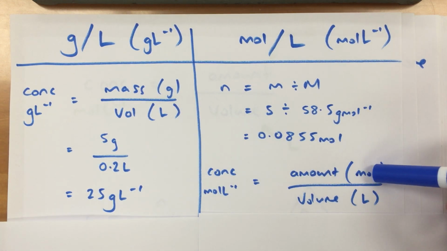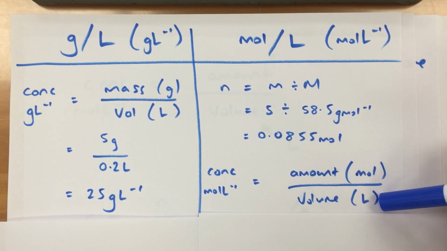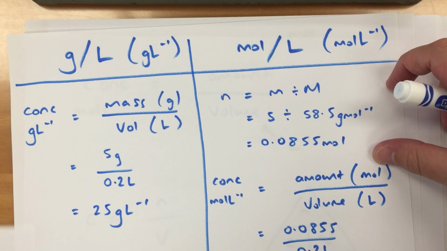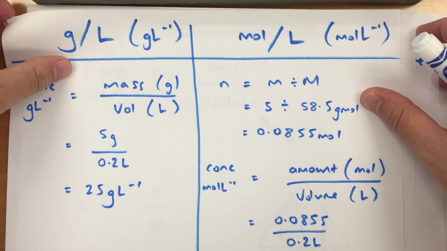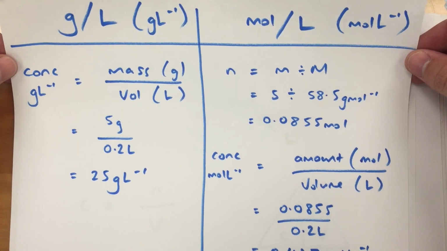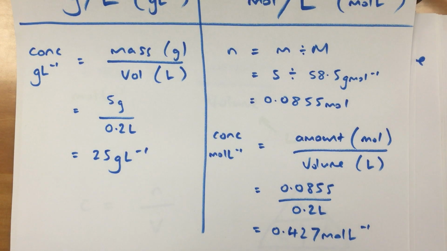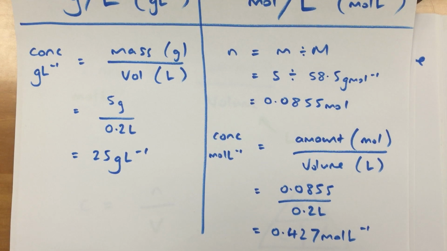So my number of moles I've just calculated was 0.0855. The volume is still the same as from the other example, 0.2 litres or 200 mils. So if I divide my number of moles, 0.0855, by 0.2, I get 0.427 moles per litre. So these two concentrations, even though they are quite drastically different numbers, represent the same solution and are talking about the same number of particles per mil. This is talking about it in a mass context, this is talking about it in a number of moles context. So that's the two ways of calculating the concentration of a solution.